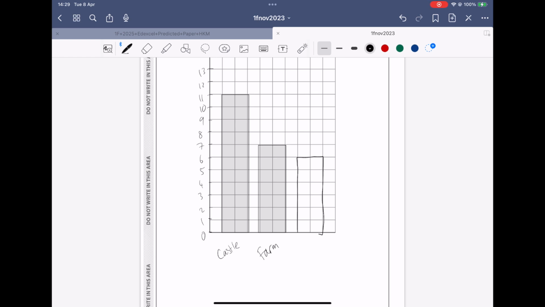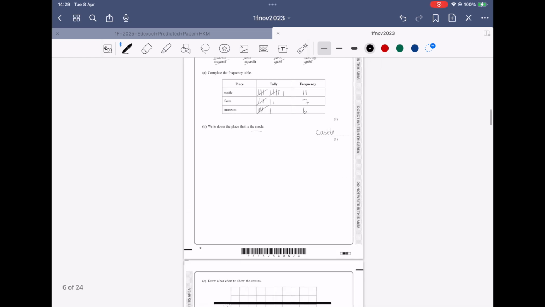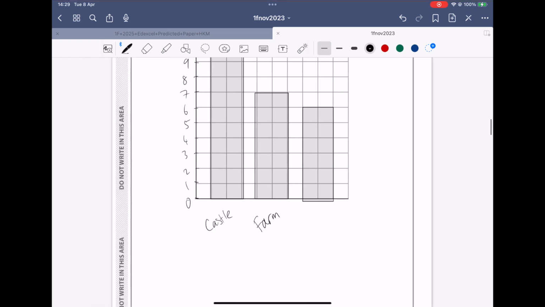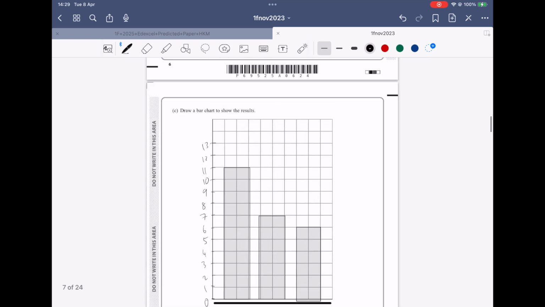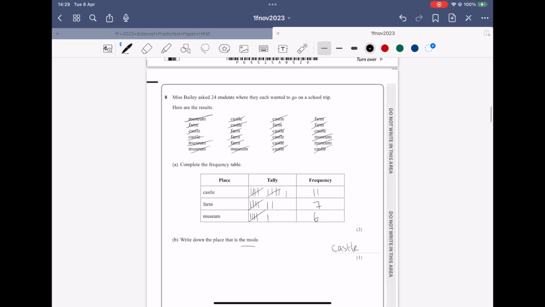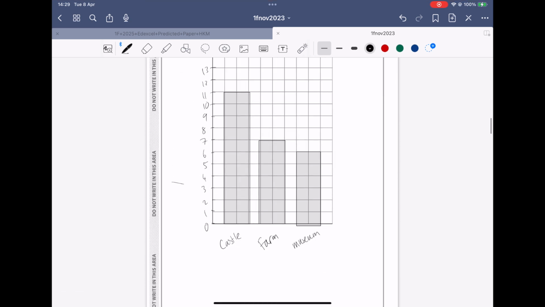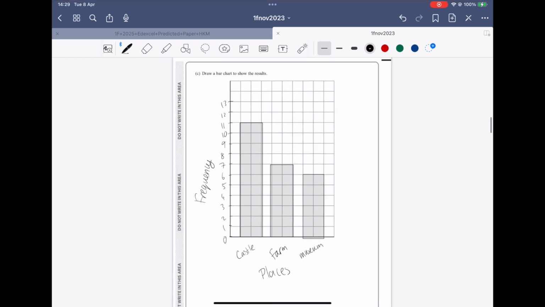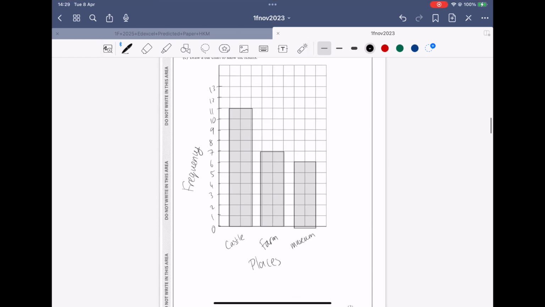Now, obviously, if you've made a mistake with your numbers in the actual diagram, as in the chart, you can still pick up marks for drawing whatever you got in the bar chart. And then make sure you label it. So we've got frequency along the side and places along the bottom. Alright. Obviously yours will be a little bit nicer because you have a ruler and you won't be going over the bottom like I have.